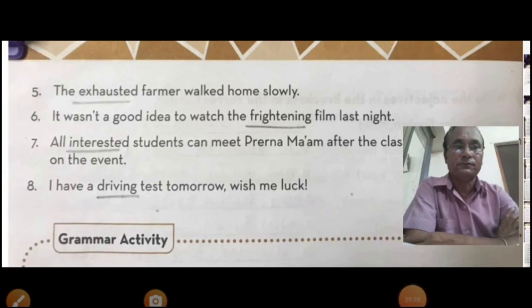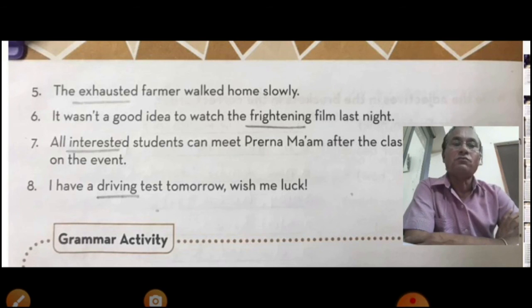Exercise number 5. The exhausted farmer walked home slowly. Past participle, exhausted. How is the farmer? Exhausted. So here past participle is used as an adjective. We have seen many examples like dancing doll. So how is the doll? Dancing. Present participle. Here exhausted, past participle, is used as an adjective.